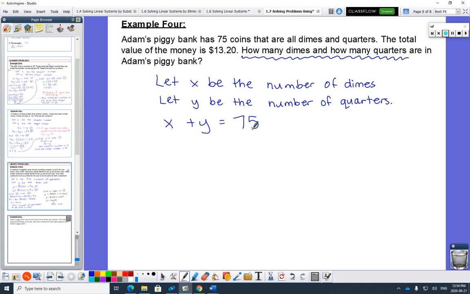But then the next sentence says the total value of the money. So then we have to include the money. So again, dimes are 0.1 dollars and quarters are 0.25. So however many dimes we have, we're going to multiply by 0.1. Now, you don't have to write that 0 if that bothers you, okay? And the quarters multiplied by 0.25 is going to give us $13.20.